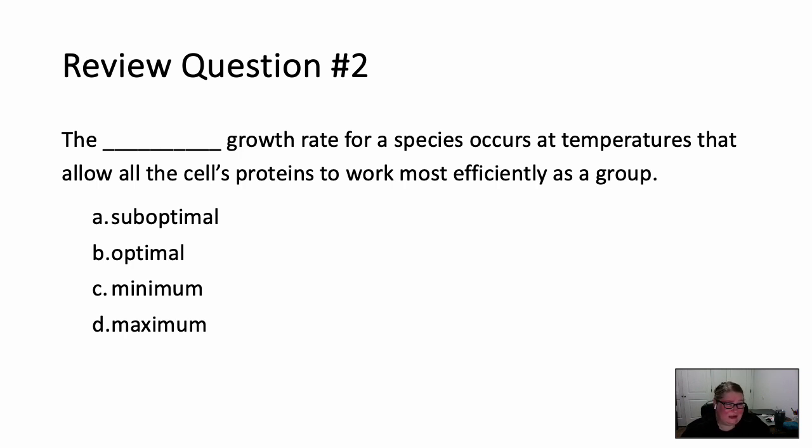Okay, the answer for this one is B. It's optimal growth rate. Whenever you see the term optimal, this means it's working great. It's working most efficiently. These are the perfect conditions. So this is either perfect temperature, perfect nutrient level, things like that. You really don't see minimum and maximum with the growth rate. It's usually just optimal or suboptimal. So suboptimal, if this question was to be rewritten for that, it would say it occurs at temperatures that do not allow the cell's proteins to work as efficiently, or the cell's proteins are going to work inefficiently. That's suboptimal. So the answer for this one is B.